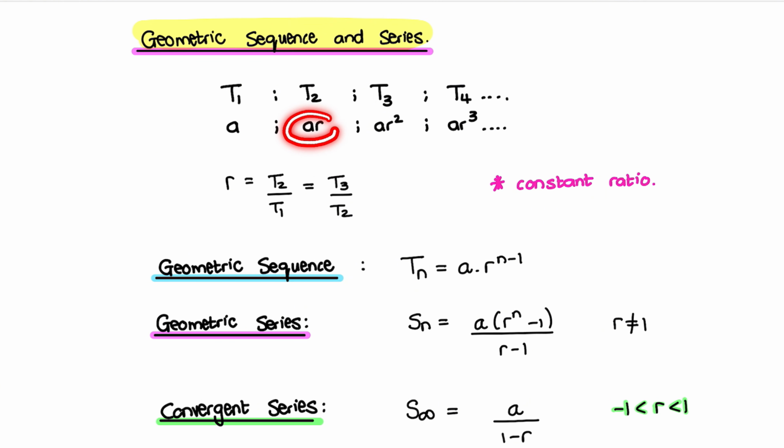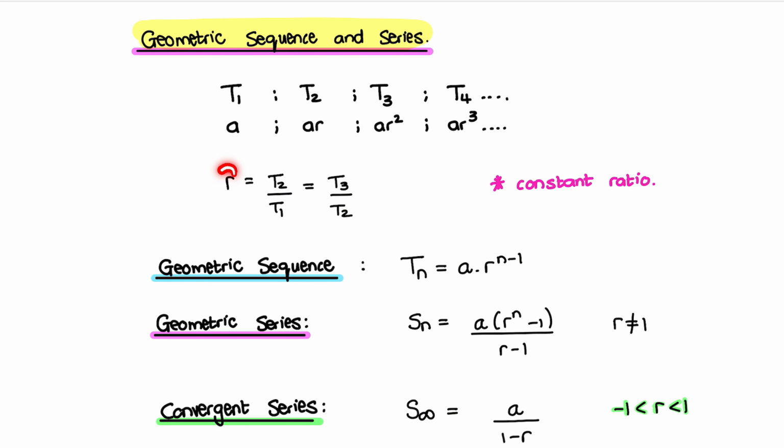Now in a geometric sequence, we don't have a constant difference between terms, but rather we have a constant multiplier or a constant ratio between terms. So to move from A, or the first term, to the second term, I'll multiply by R. And then from the second to the third term, I multiply by R again. So we are multiplying by a consistent ratio between terms.